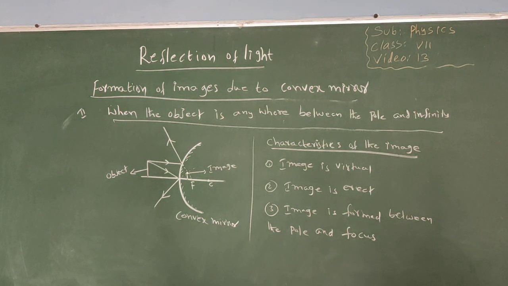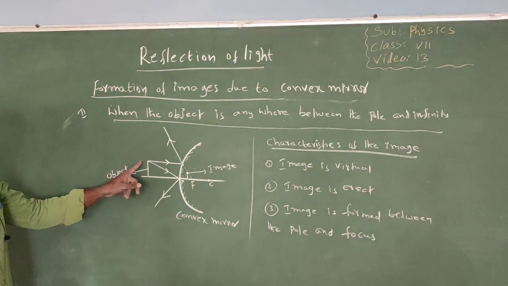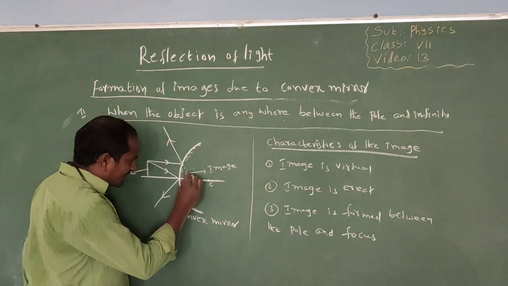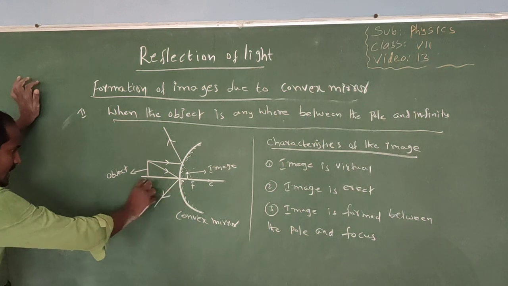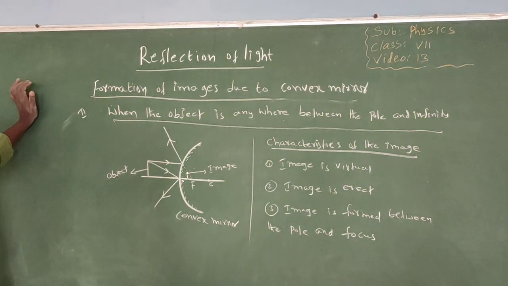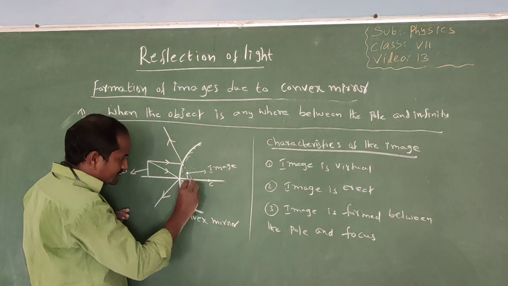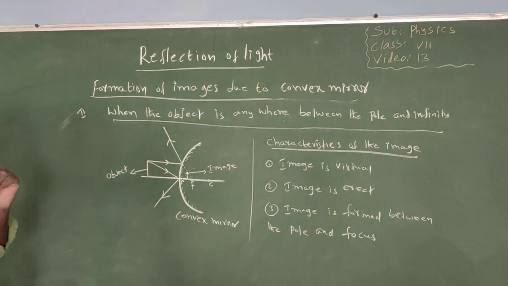When the object is anywhere between the pole and infinity for the convex mirror, the image is virtual and erect, and it is formed between the pole and the focus, between P and F. So these are the formation of image due to convex mirror, the ray diagrams.